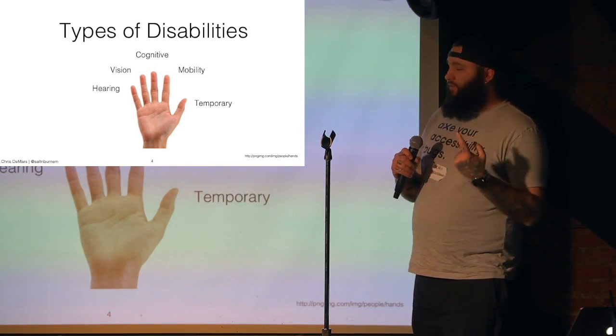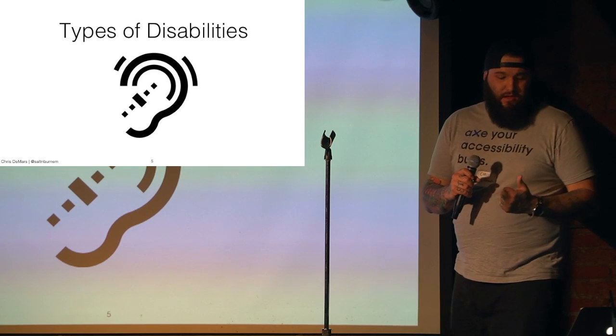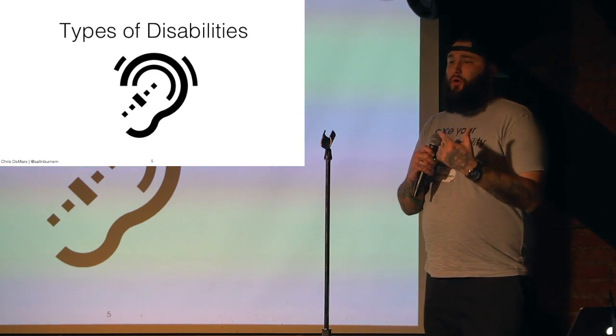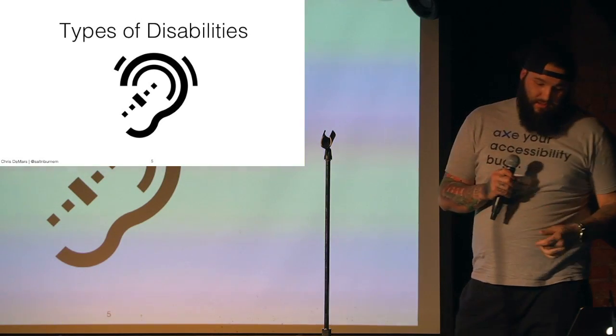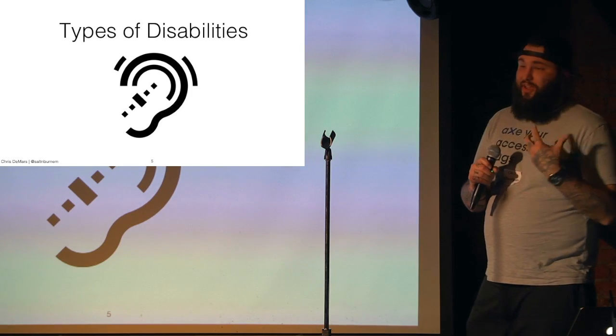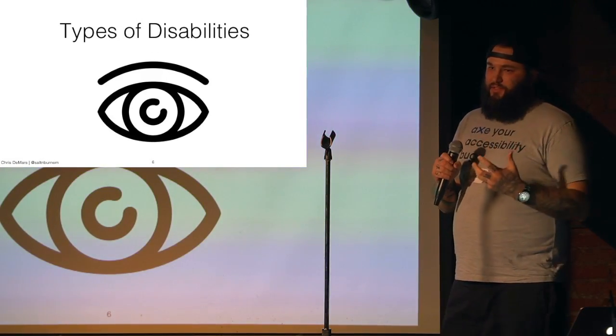So the first one I'm going to talk about is hearing. There's conductive hearing loss, which is attributed to swimmer's ear, allergies, ear infections. You have sensory neural hearing loss. That's due to genetics, aging, head trauma, exposure to loud noise. And then you have mixed hearing loss, which is a combination of conductive and sensory neural.